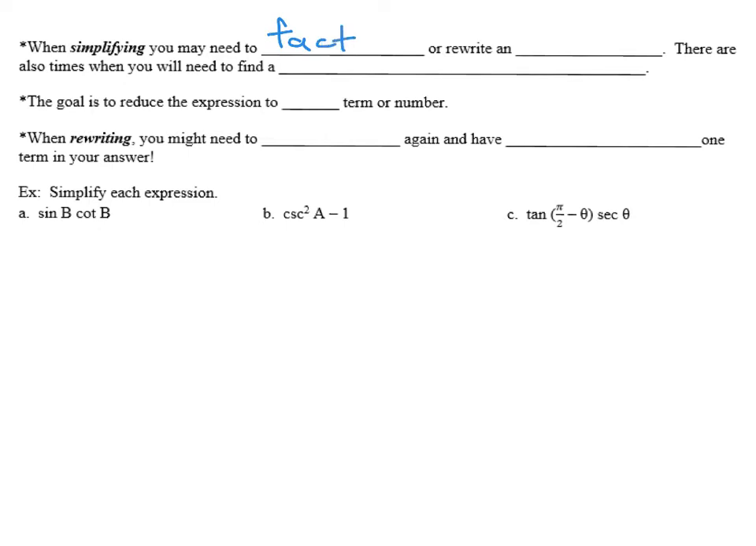Always be aware of factoring, okay? Or you might need to rewrite an identity. That's what I was doing on that other slide. If you're going to make a substitution, one of those may need to be rewritten. Times you may need a common denominator if you're going to add fractions. These are all things in the examples I have for you today. You'll see them.